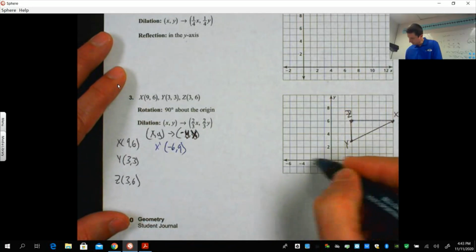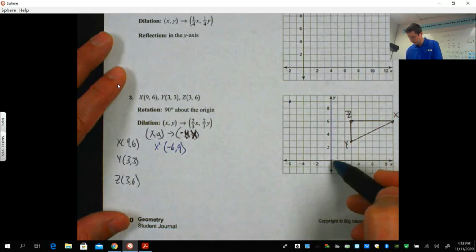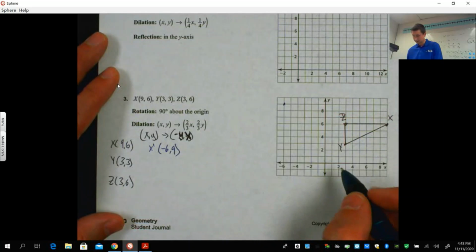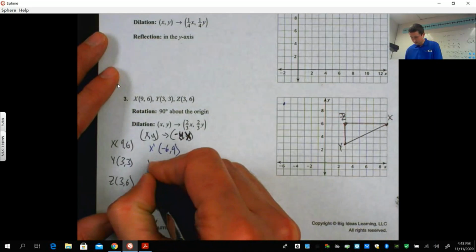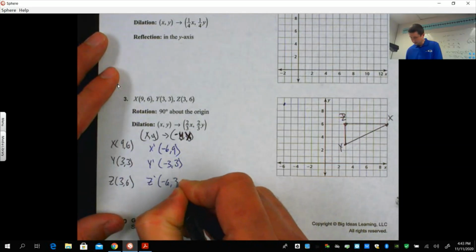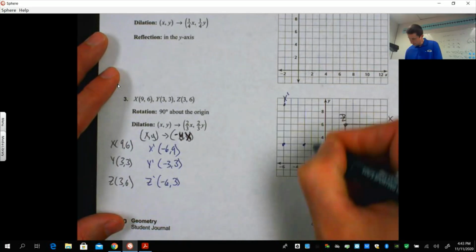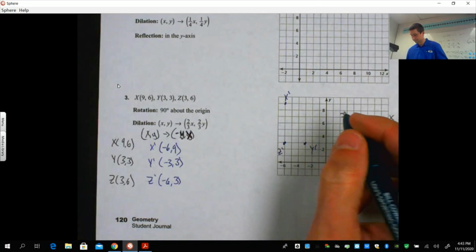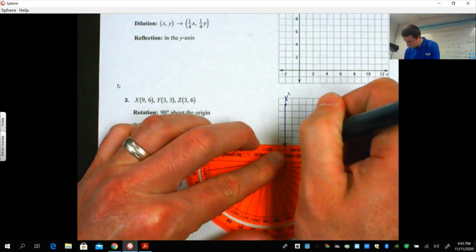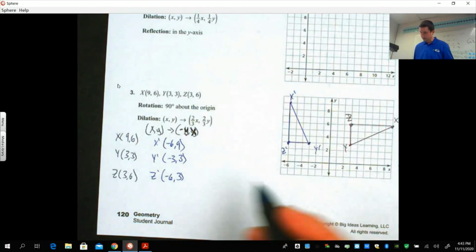Let's check that, make sure my formula is right. Negative 6, 9. Okay, so I think if I go from here to here, here to here, that looks like a 90-degree rotation. That's my checkpoint there. That should be a 90-degree rotation through the origin. Okay, y prime would be at negative 3, 3, and z prime would be at negative 6, 3. So there's x prime, y prime, z prime. Okay, so there's my 90-degree rotation.